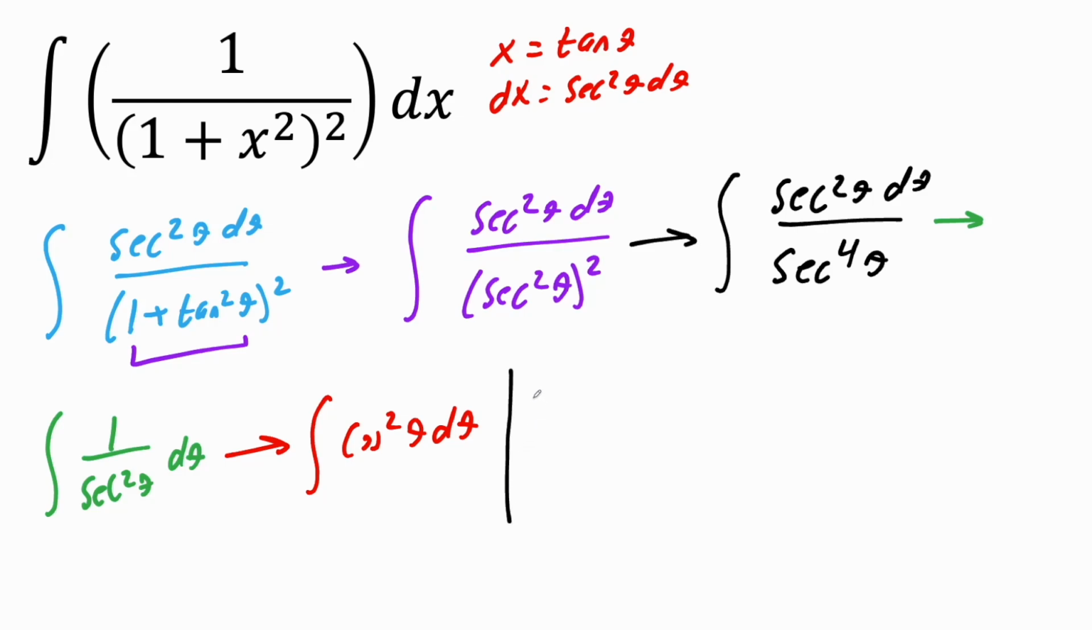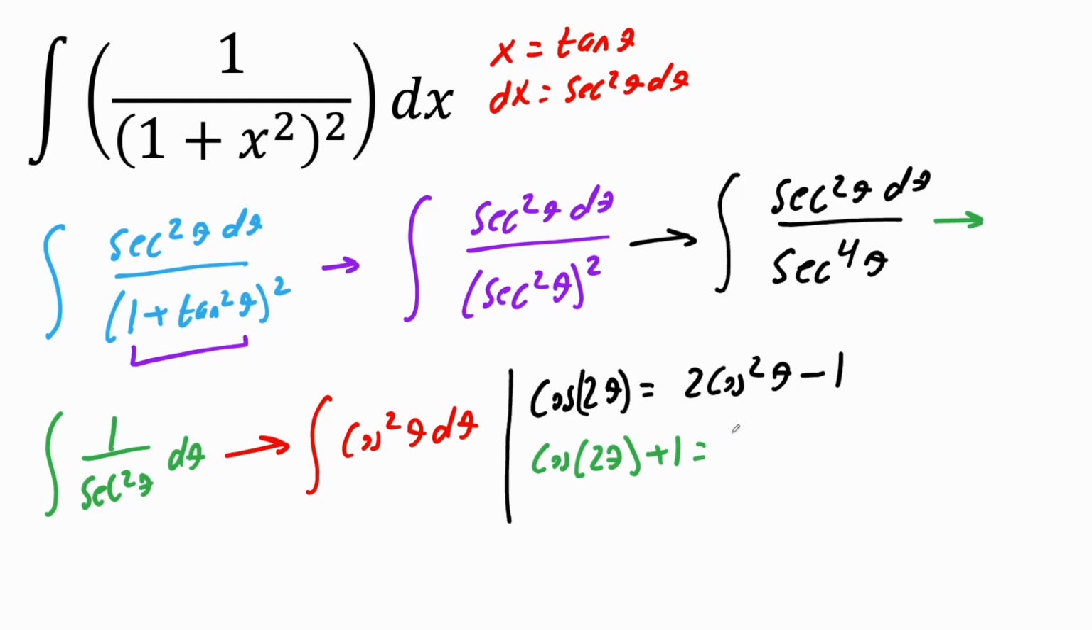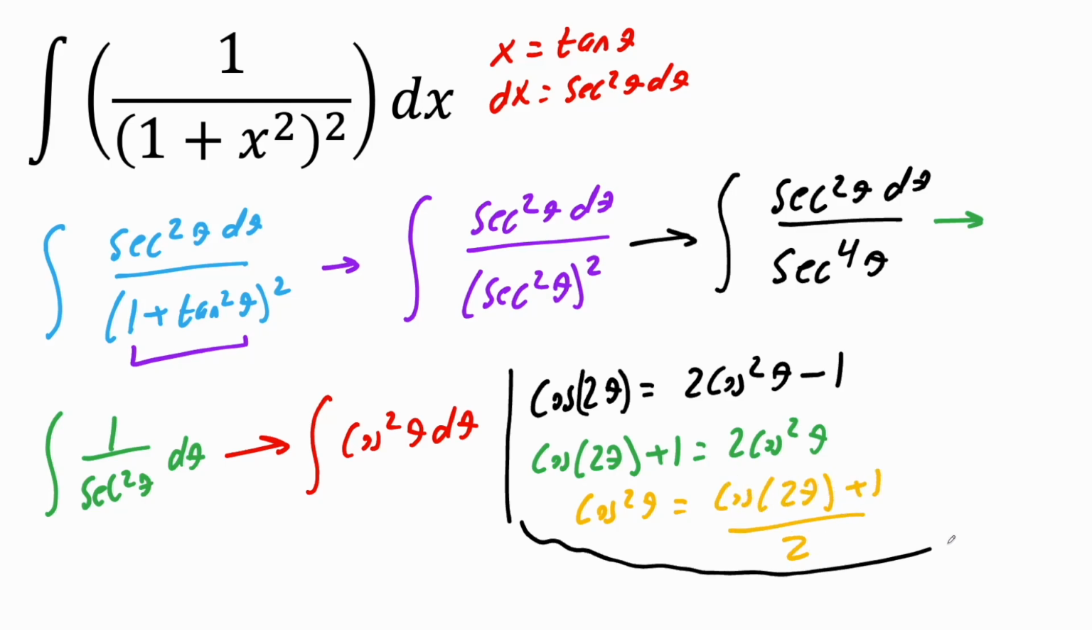From here we're going to use another trig identity. We know cosine 2 theta is equal to 2 cosine squared theta minus 1. Now we have cosine squared theta d theta, and so let's isolate that too. So I'm going to add 1 here, add 1 there. So I'm going to get cosine 2 theta plus 1 is equal to 2 cosine squared theta. And we want to get cosine squared theta by itself, so divide by 2, divide by 2. And so we get cosine squared theta is equal to cosine 2 theta plus 1 divided by 2. And so this is a good reference that we're going to need.